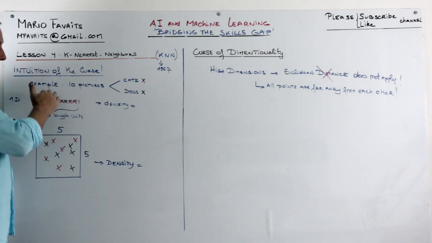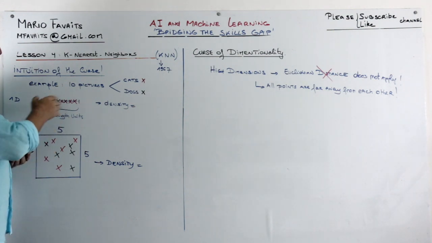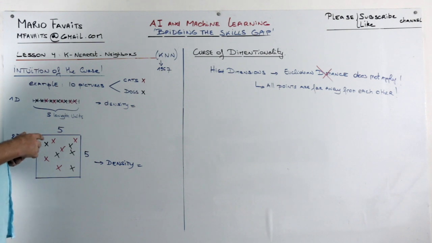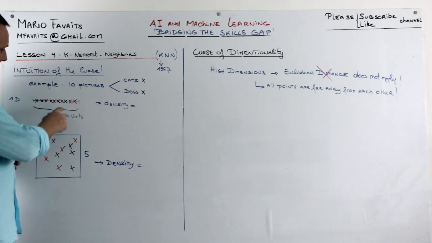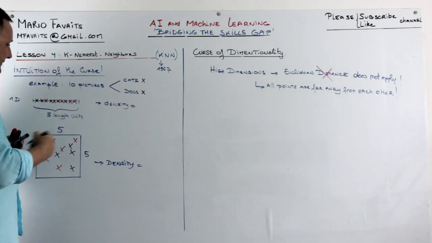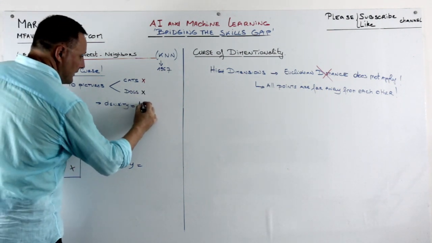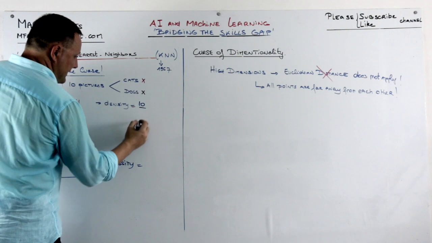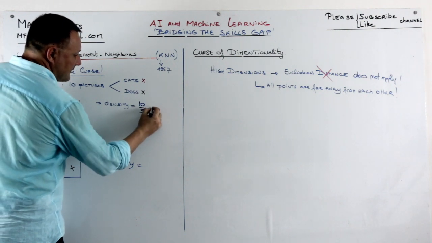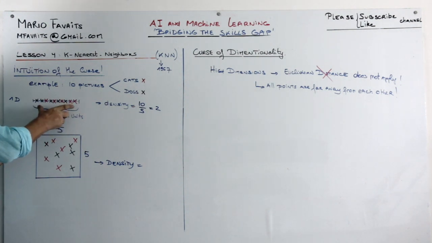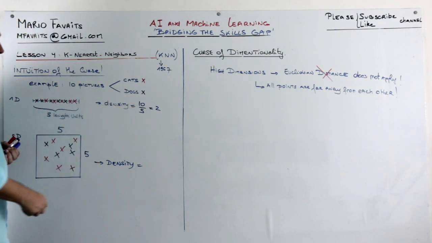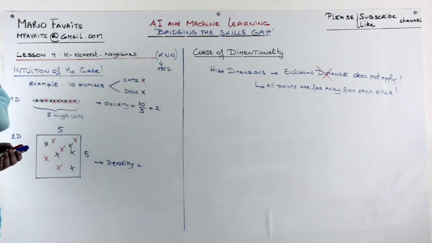However, I cannot find a line that separates the cats from the dogs. So I cannot solve this with a linear classifier. The density, well, I have 10 samples and I divide by 5, which equals 2. So the density is 2. I have 5 length units, that's the distance, and I have 10 pictures to divide over these 5.